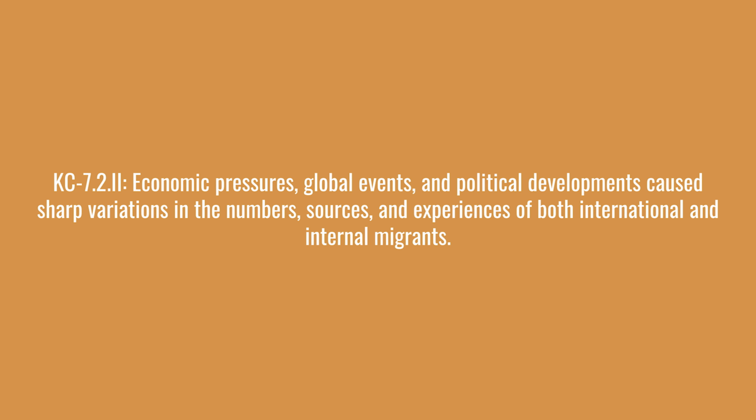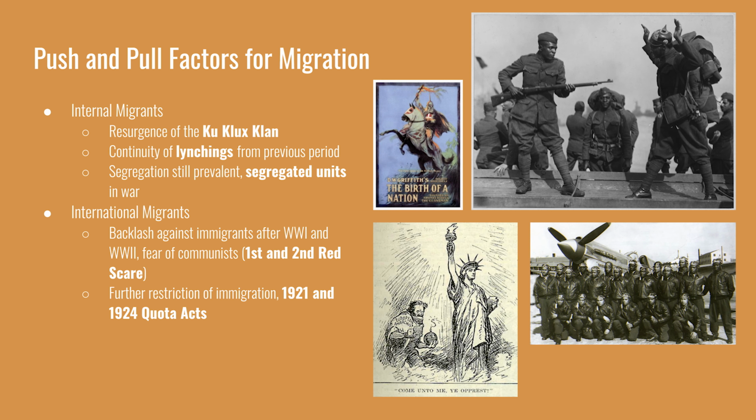The next key concept says economic pressures, global events, and political developments caused a sharp variation in the numbers, sources, and experiences of both international and internal migrants. The primary internal migrants in this period are African Americans. They moved to northern cities from southern states to escape the oppressive systems of sharecropping and tenant farming, or economic pressures, as the key concept categorizes these push factors.